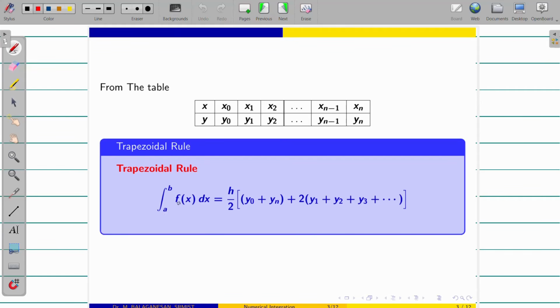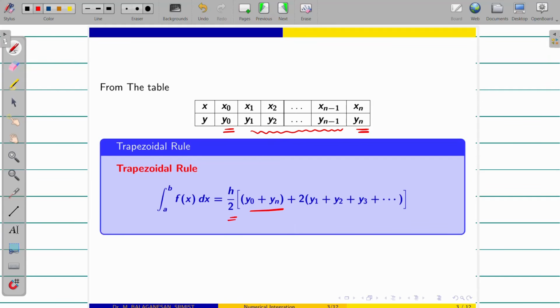Trapezoidal rule, what does it state? The integral from a to b of f of x dx is h by 2, where h is the difference of x, as we already discussed in the previous topic. This is the way to remember the trapezoidal formula, guys: h by 2 times the first value, y naught, plus the last value, yn, plus 2 times the rest of the values. That's it, guys. It is so simple.